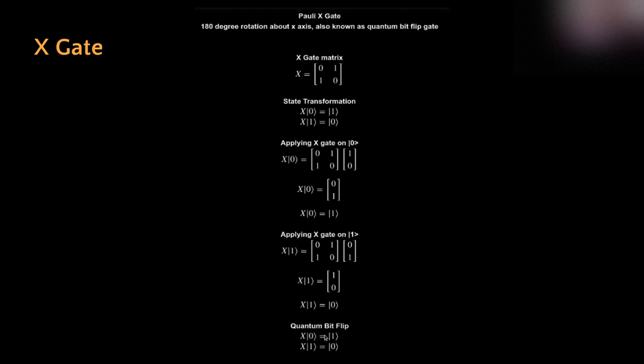If we had ket 0, we are getting ket 1. And if we had 1, we are getting ket 0. Therefore, this gate is also known as the quantum bit flip because it flips our state. It flips the state from the state at which it is to a diametrically opposite state, therefore the name.